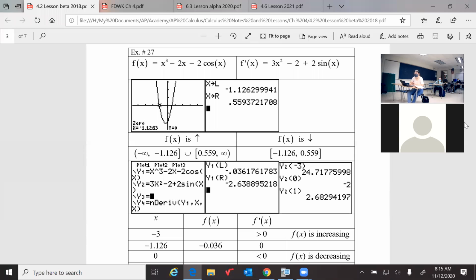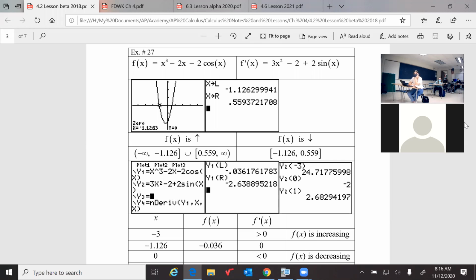Second quit. Paste X on the home screen, and I stored it. Store in alpha L. Why? Because that's the left point, the left 0. Doesn't matter what letters you pick. But once you move the cursor, you're going to lose that value. The right 0 is here.